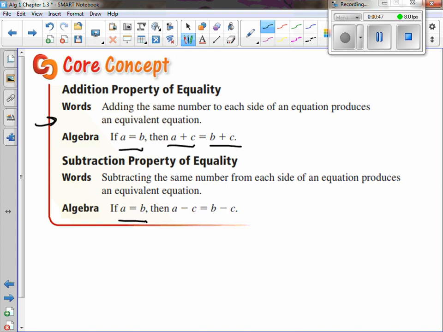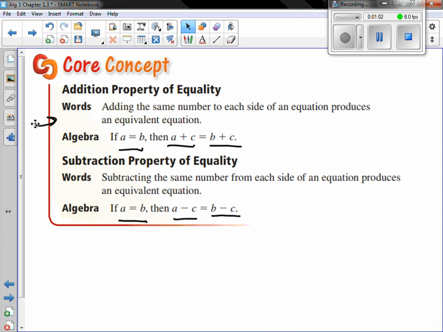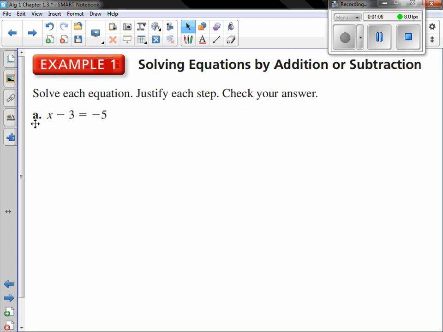So if A is equal to B, then A minus C is going to be the same as B minus C. We're keeping both sides of this equation the same. We're either adding the same thing or subtracting the same thing from both sides, and it doesn't change anything. So that's our addition property of equality and our subtraction property of equality, and we're going to use those to solve these.